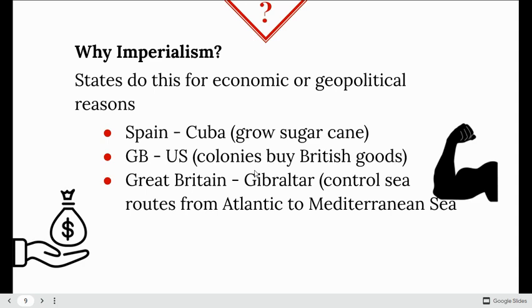Gibraltar, which is an important place for sea routes coming in and out of the Mediterranean from the Atlantic. So if you think right in between Spain and North Africa, that little spot, that's Gibraltar. So whoever controls that spot then has control over which ships come in and out of the Mediterranean, which would be a big deal. So economic and geopolitical reasons, and we have some examples here.